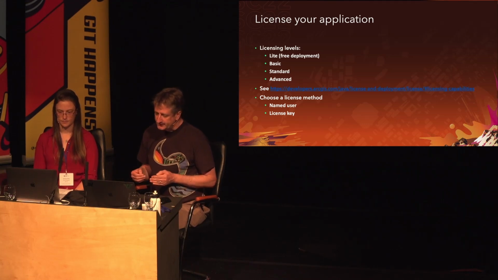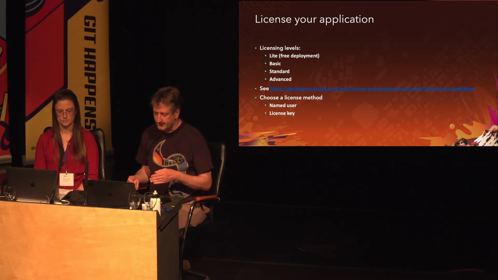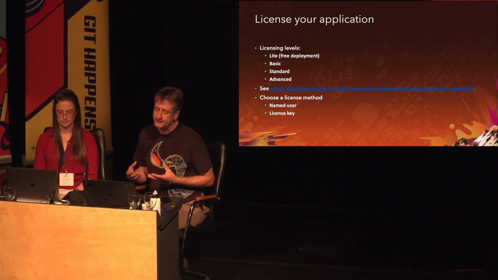What you need to do is to license your application, and Runtime has 4 levels of licensing. Starting off with Lite, which is a free to deploy license, and there are increasing levels of cost and functionality associated with Basic, Standard and Advanced. If you click on that web page we've got there, there's a matrix which explains what the different levels of functionality are.